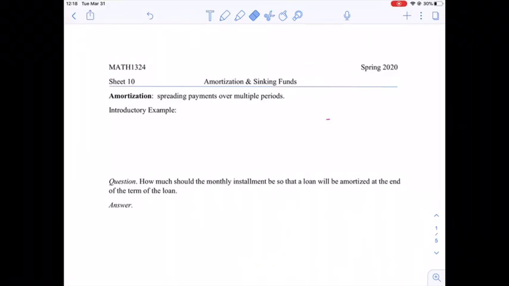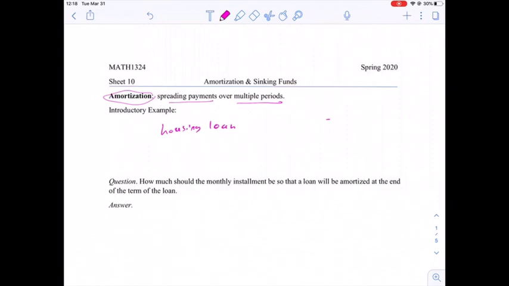In this video, we talk about amortization and sinking funds. By amortization, we mean spreading payments over multiple periods. For example, if you have a housing loan, you may make periodic payments toward reducing your indebtedness to the lender, who charges interest at a fixed rate on the unpaid portion of the debt.